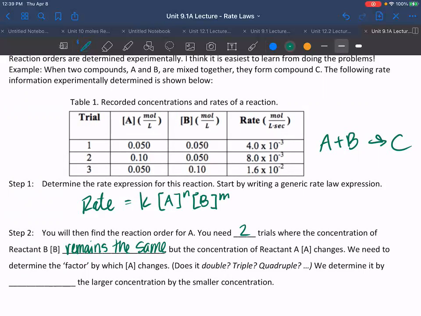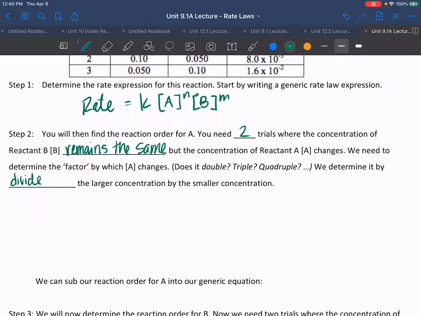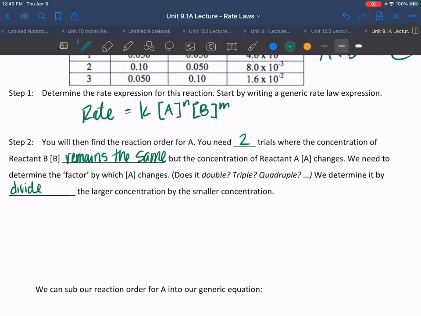And so what we're looking for, what this N will be, is, does it double? Then it's a 2. Does it triple? Then it's a 3. So it's just depending on what happens. We are determining the exponent depending on the factor that it changes by. And so what we do is we divide the larger concentration by the smaller concentration, and we do this in comparison to the rates as well. So I'll show you how we set this up.